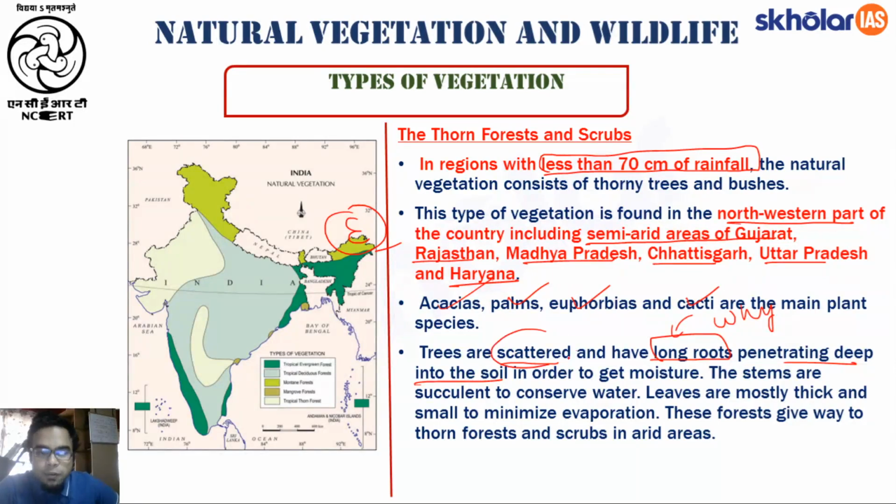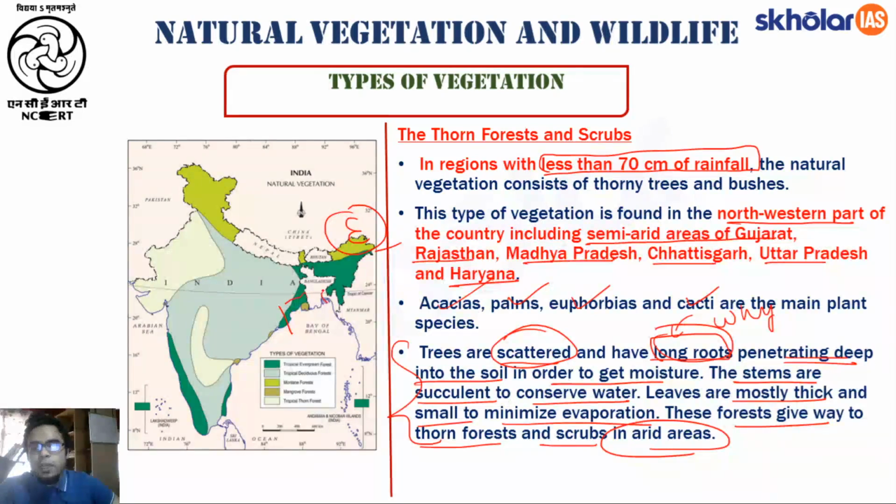So trees are scattered, very important. They have long roots penetrating deep into the soil in order to get moisture or water, and the stems are succulent to conserve water. Fine, very important point. Then the leaves are mostly thick and small in order to minimize evaporation or transpiration, right? And this forest will give way to thorn forest and shrub in the arid areas. Now, why the leaves are thick, why the leaves are small, all this has been discussed in your lower classes. If you have forgotten, kindly go through it.